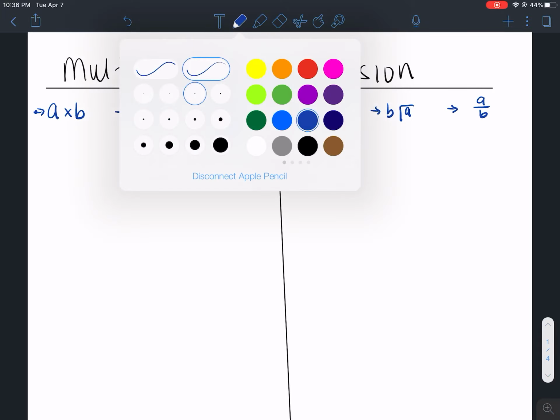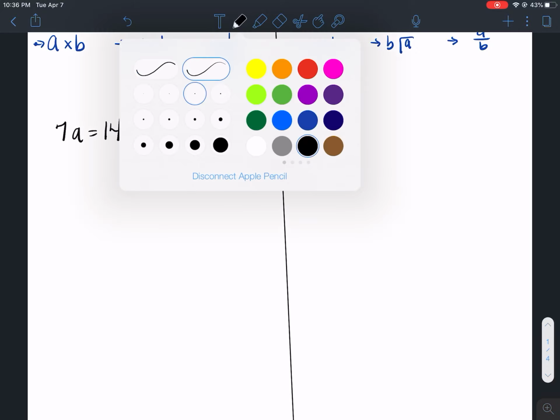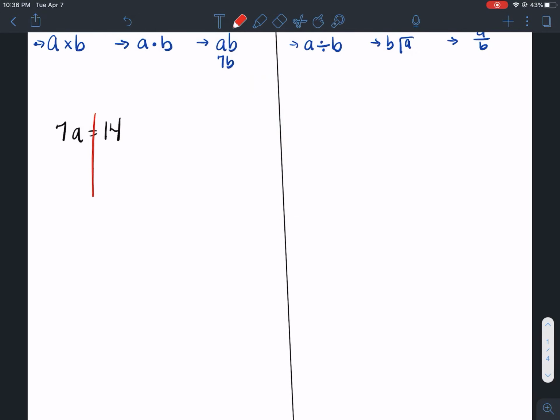So let's look at a problem that has multiplication. Let's do 7A equals 14. So I have 7 times a number is equal to 14. I'm going to balance out my equation. I need to ask myself, what would be the inverse operation of multiplication? Well, what's the opposite of multiplication? Division. So I'm going to divide both sides by 7.